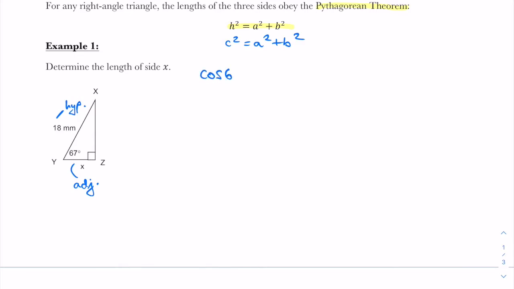So cosine of 67 degrees is equal to adjacent over hypotenuse. Let's substitute. Cosine of 67 degrees is equal to x, that's the variable representing the adjacent side, and the hypotenuse in this example is 18. Now to solve for x, you have to use SAMDEB. So on the right side of the equation, we're dividing x by 18. You undo that operation by multiplying both sides of the equation by 18.